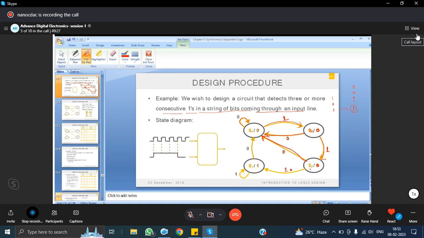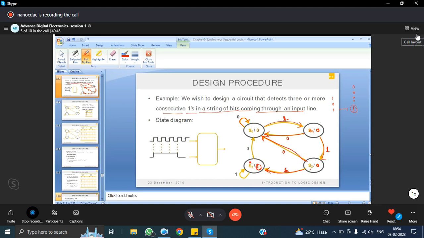Then whenever the input is 1, it goes to the next state. Here, look, 3 consecutive ones are detected. Since 3 consecutive ones are detected, the output will be equal to 1 here.